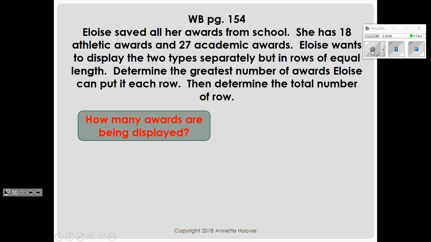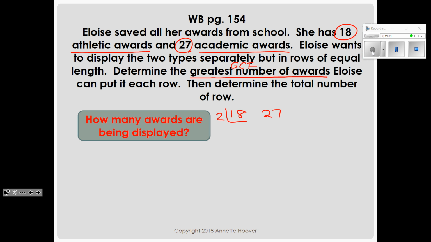Here's another example. This happens to be on your worksheet, but it works the same way. Eloise saved all of her awards from school. She has 18 athletic awards, 27 academic awards. She wants to display the two types separately, but in rows of equal length. Determine the greatest number of awards she can put in each row, greatest common factor. So we have the numbers 18 and 27. Maybe you can look at those two numbers and determine what the greatest common factor would be.